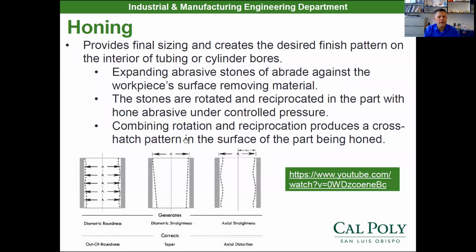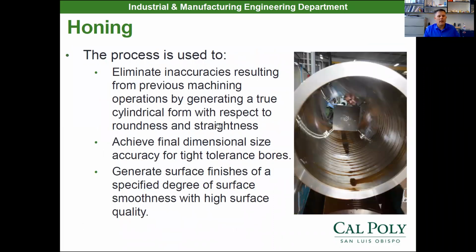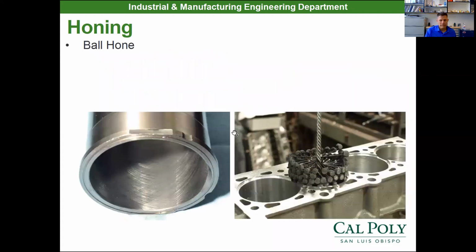It's about improving the surface of your cylindrical bore. So it eliminates inaccuracies resulting from machining, and it gets you a really good cylindrical form. So most hydraulic cylinders are honed after we get the main part of the cylinder right there. Honing gets you your final dimensional size for tight tolerance bores.